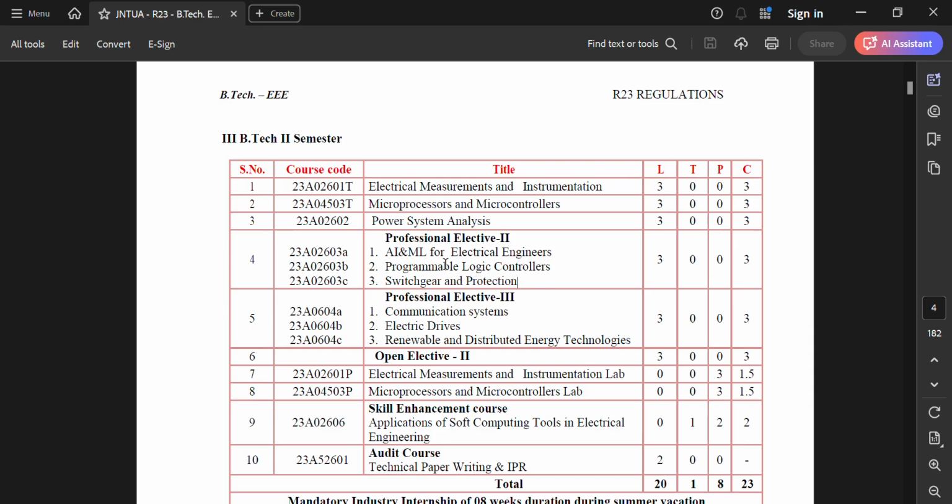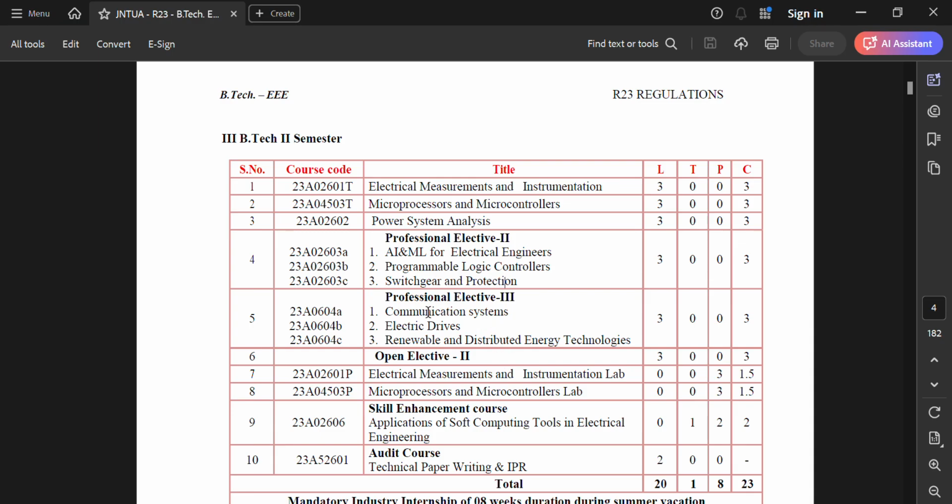And another one, substation switchgear and protection. How the substation equipment like circuit breakers and transformers will be protected and how they are operated. What are the equipments we are using in a substation, those we will study. Some part of these questions are important for your competitive examinations for central and state government jobs.